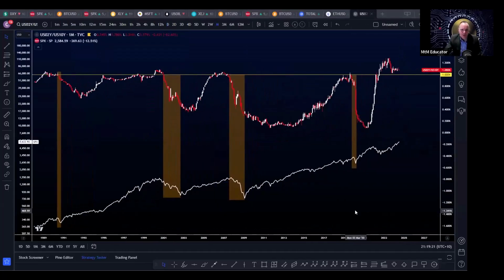This is a chart I look at all the time. This is the US 2-year over US 10-year bond yield. So this is the short-term bond yield over a longer-term bond yield. And what it means for bond yields to invert is that currently the interest rate of the 2-year bond is higher than the interest rate of a 10-year bond, which is ridiculous.